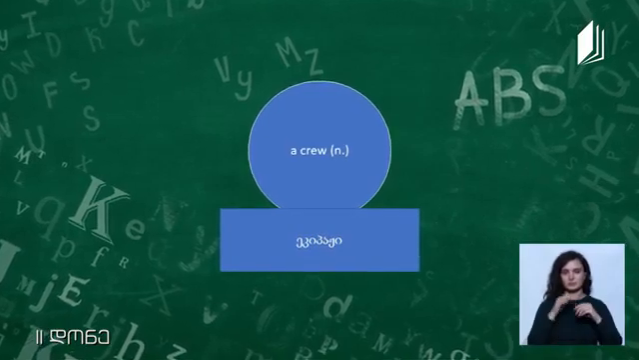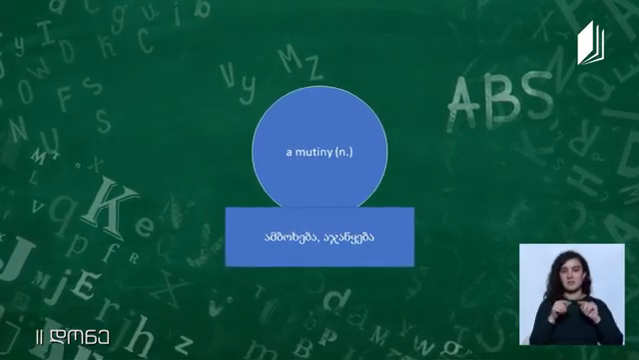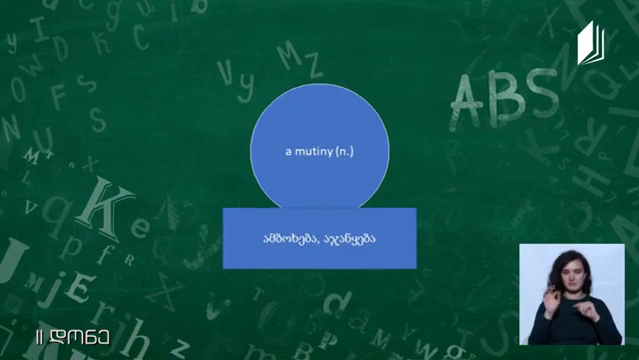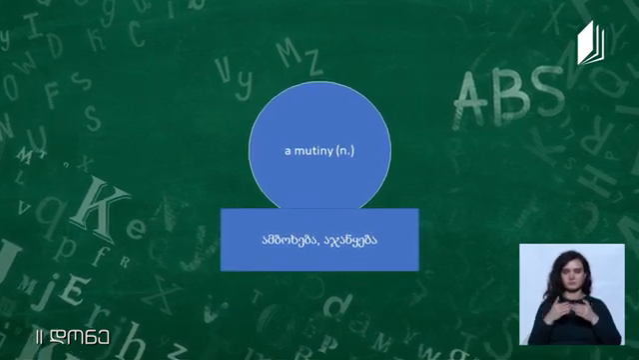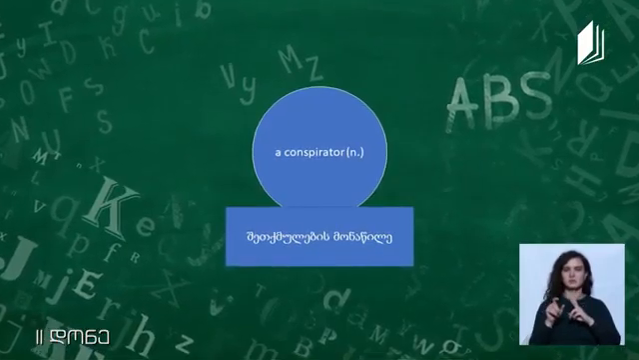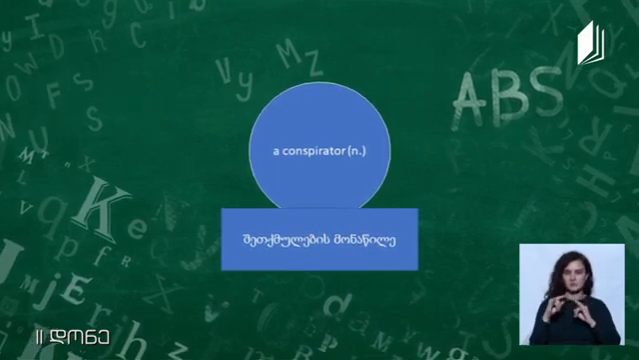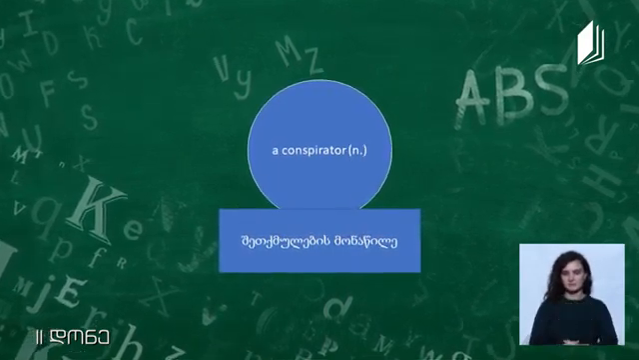Our next word is a mutiny. Mutiny. This is a rebellion against the people who are in charge, and it can often happen to crews of a ship. And someone who is involved in a mutiny will be a conspirator. Now, a conspirator is a person who takes part in a secret plan to do something harmful or unlawful.